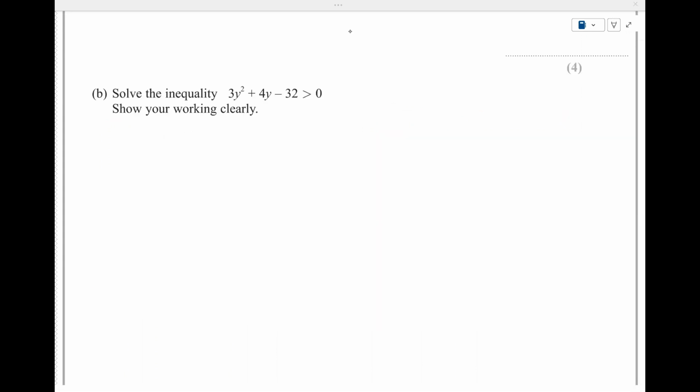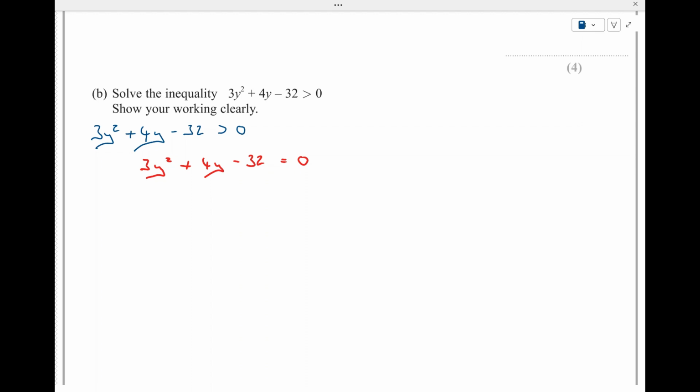15b, a quadratic inequality. Now we're being asked to solve this inequality. I'm just going to write it down while I think about it. Now, how do we go about solving quadratic inequalities? Well, what we need to do is first of all find the values of y which make 3y squared plus 4y minus 32 equal 0. We solve this equation first, and then we worry about the inequality later. Now, if I'm solving that equation, I'm either going to try and factorize the left-hand side, or I'm going to use the formula.